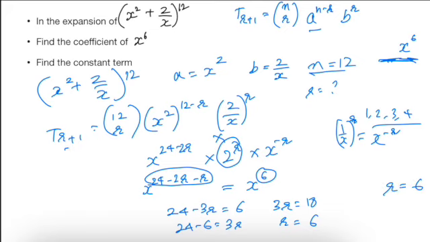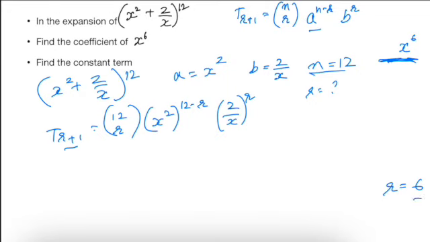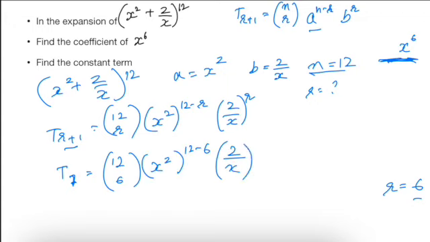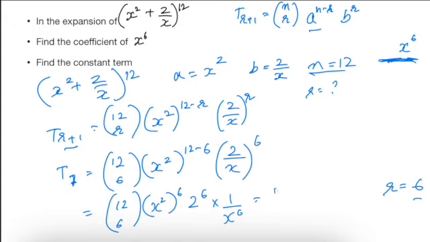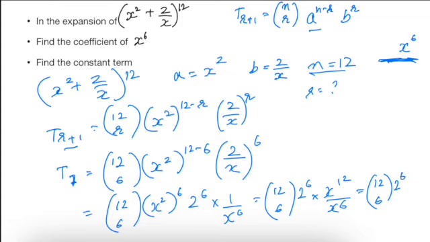r plus 1 will become the 7th term. So now r is equal to 6, so we can say T(r+1), T7, is equal to 12C6 (x squared) into 12 minus 6, (2 by x) to the power 6. So that is equal to 12C6 (x squared) whole to the power 6 into 2 to the power 6 into 1 by x to the power 6. Okay, this becomes 12C6 into, I'll take this constant this side, into x to the power 12 by x to the power 6. This is nothing but 12C6 into 2 to the power 6 into x to the power 6.